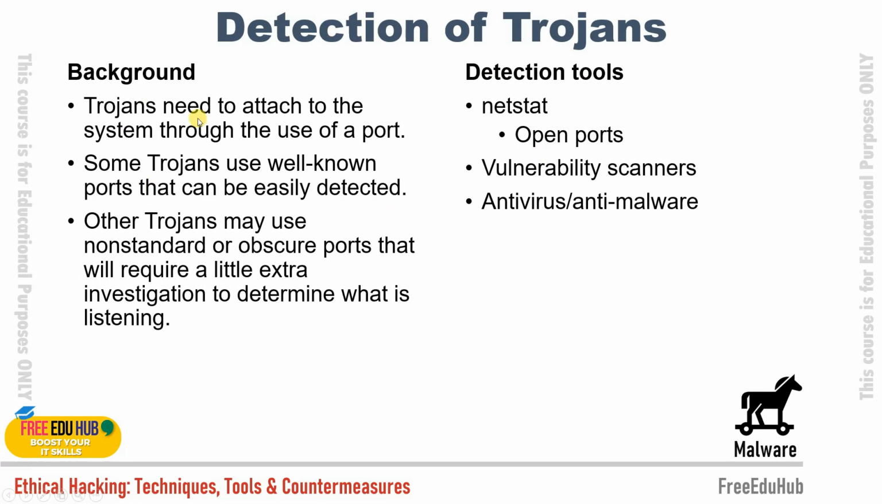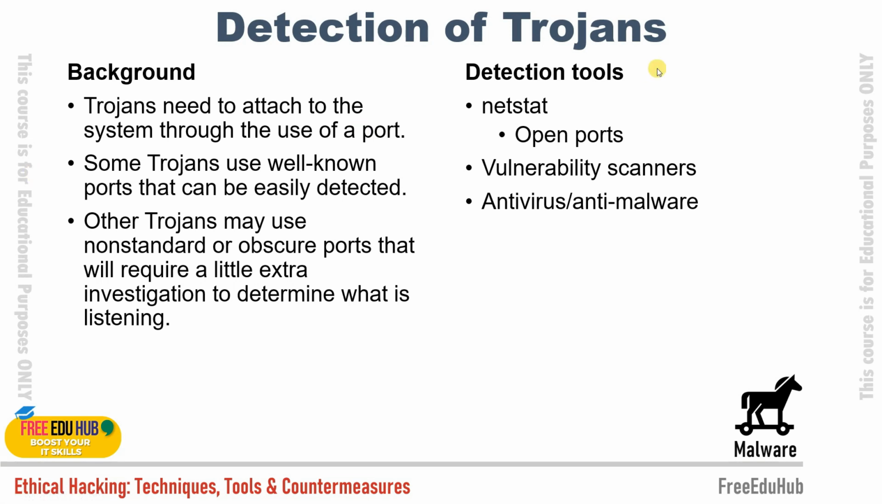The background is that Trojans need to attach to the system through the use of a port. Some Trojans use well-known ports that can be easily detected. Other Trojans may use non-standard or obscure ports that will require a little extra effort to investigate and determine which ports are listening on the computer. Since you know that there are 65,535 ports on the computer, it can infect or attach itself to any of the ports and see if it's listening. It would try to penetrate through those ports.